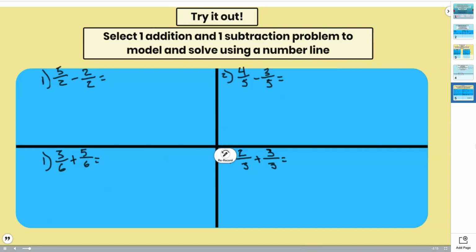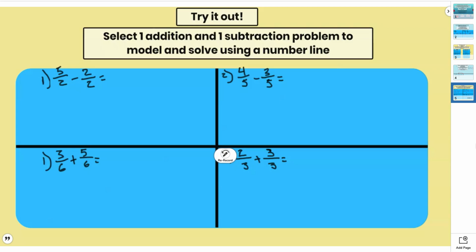Alright, Jaguars, this is your time to try out what we learned. So, you're going to select one addition and one subtraction problem to model and solve using a number line. This is a good time to pause the video and try out the work on a piece of paper and a pencil. And once you're done, press play and check your work, okay?